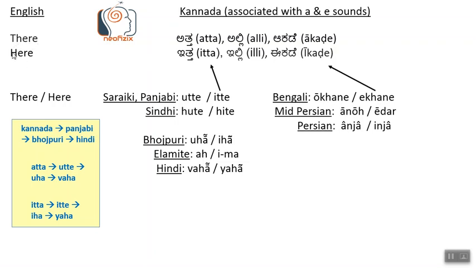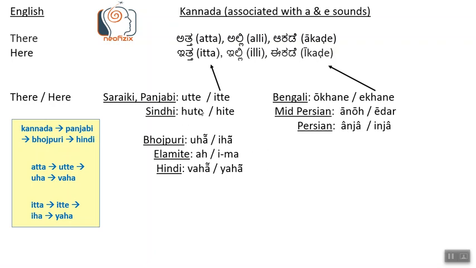So now let's move on to the words there and here. In English, there means atta, alli or akade in Kannada. And here means itta, illi or ikade. In Saraiki and Punjabi, there and here become utte and itte. So this itte is pretty close to this itta in Dravidian or Kannada. In Sindhi, an H sound is added, so utte itte has become hute hite. And in Bhojpuri, it has become uha iha. So this TT gets cancelled, the U and I sound remains. Utte has become uha, itte has become iha.